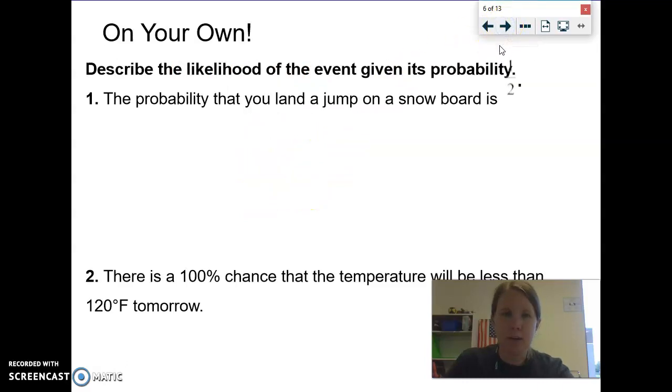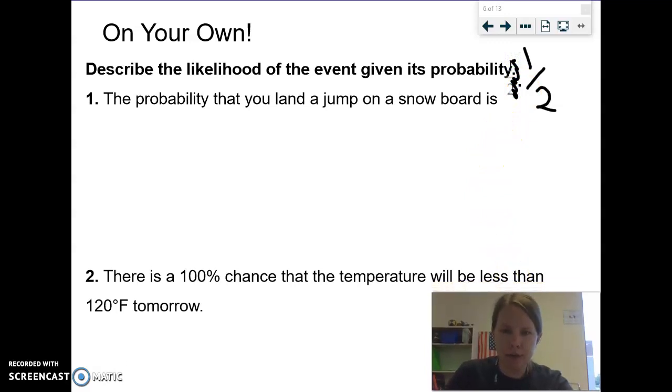All right, so this is a 1/2, sorry. Kind of jumbled up over here. But I want you to go ahead and try these ones on your own, okay? So just describe the likelihood of the event.